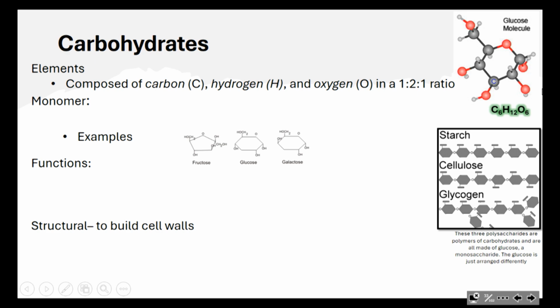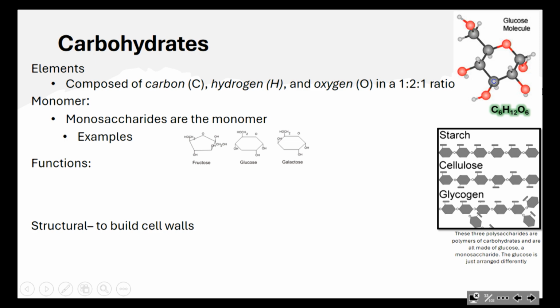What is the monomer of a carbohydrate called? Kind of sounds like the word monomer a little bit. These are called monosaccharides. Monosaccharides is the monomer of carbohydrates. They have the same prefix because that means one. And some examples of monosaccharides are here. You have fructose, glucose, and galactose. Okay, those are all simple sugars.